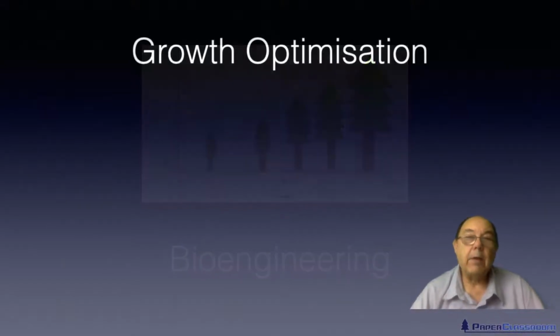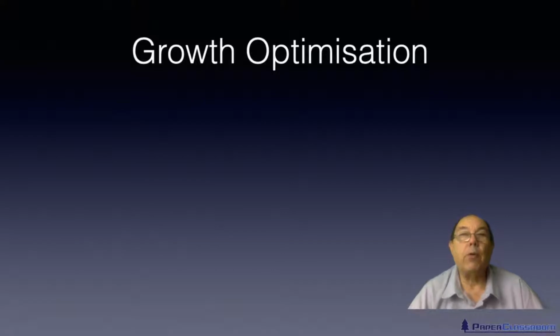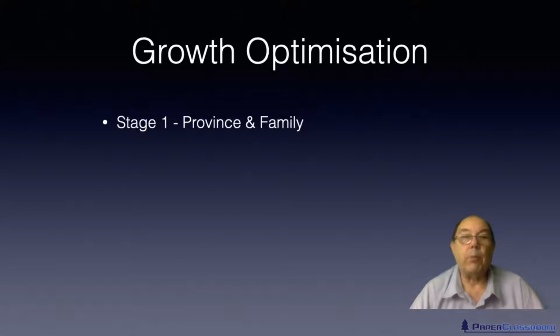So as you see there are 5 stages in the growth optimization of trees. The first stage is so-called province and family. So in other words, family, you choose a tree that has a lot of the characteristics that you want in terms of maybe lack of branches or fast growth or tall growth. And then you decide where in the world is it best to plant it, and you plant it in different parts of the world and see where you can get it to grow faster than where it is at the moment. So that's stage 1.